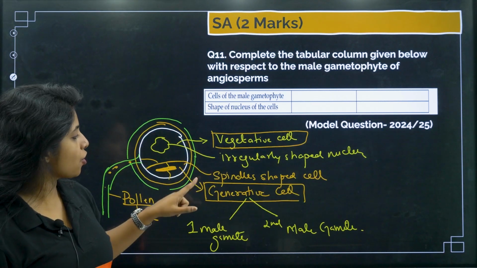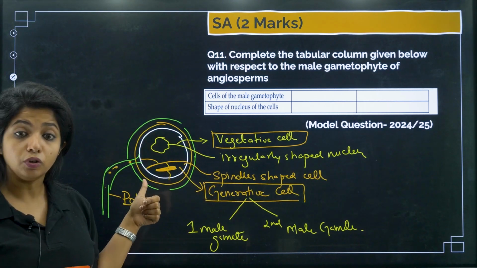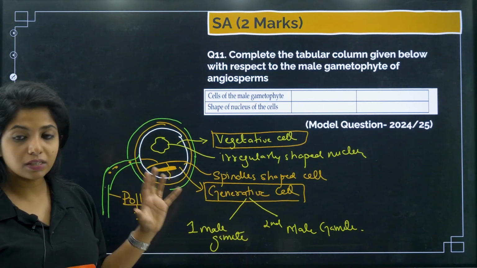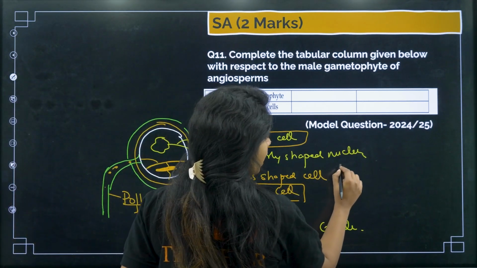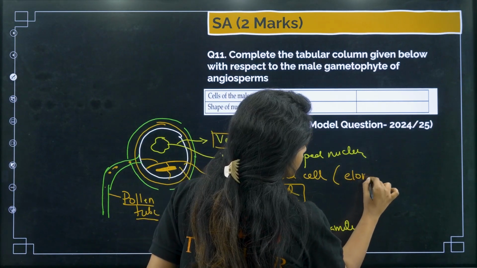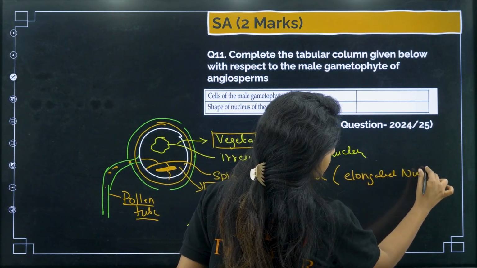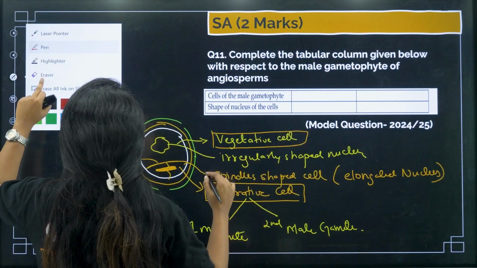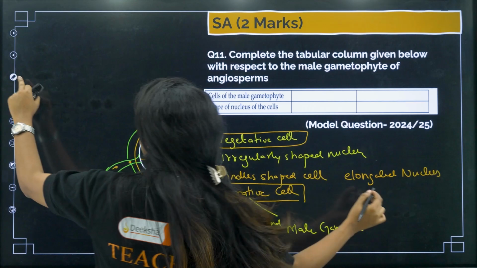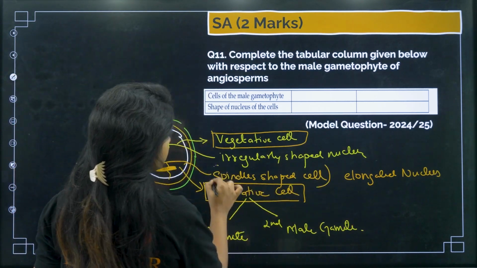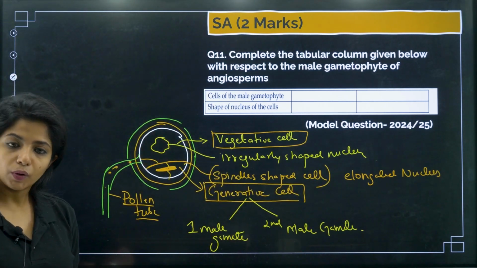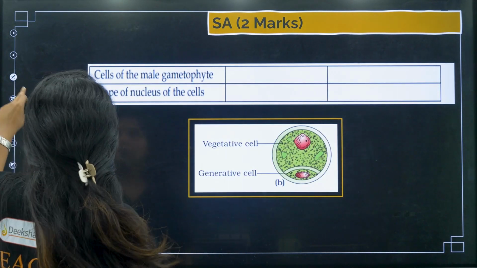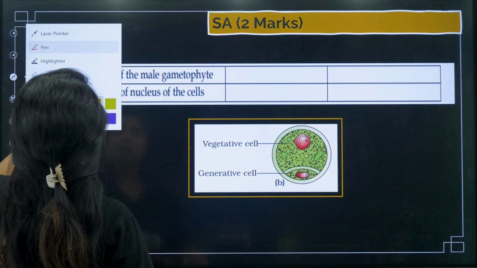In the case of the generative cell, they have not mentioned the shape of the nucleus. They have mentioned the shape of the cell, which is a spindle shaped cell. So to be in the safe zone, you can write spindle shaped cell, and in bracket write elongated nucleus. Or, since they are asking about the nucleus, write elongated nucleus and in bracket write spindle shaped cell. Works? Cool? This is how you can answer.